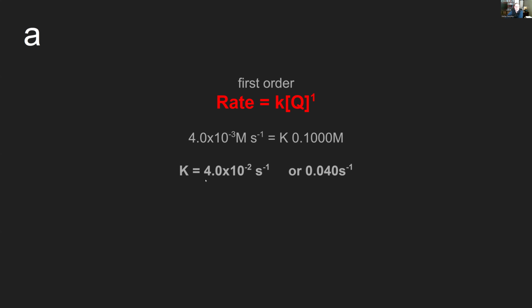Then algebraically, when we solve it, we get a value for k, the rate constant, of 4.0 times 10 to the negative second per second. Or the other way I can say this is 0.04 per second.